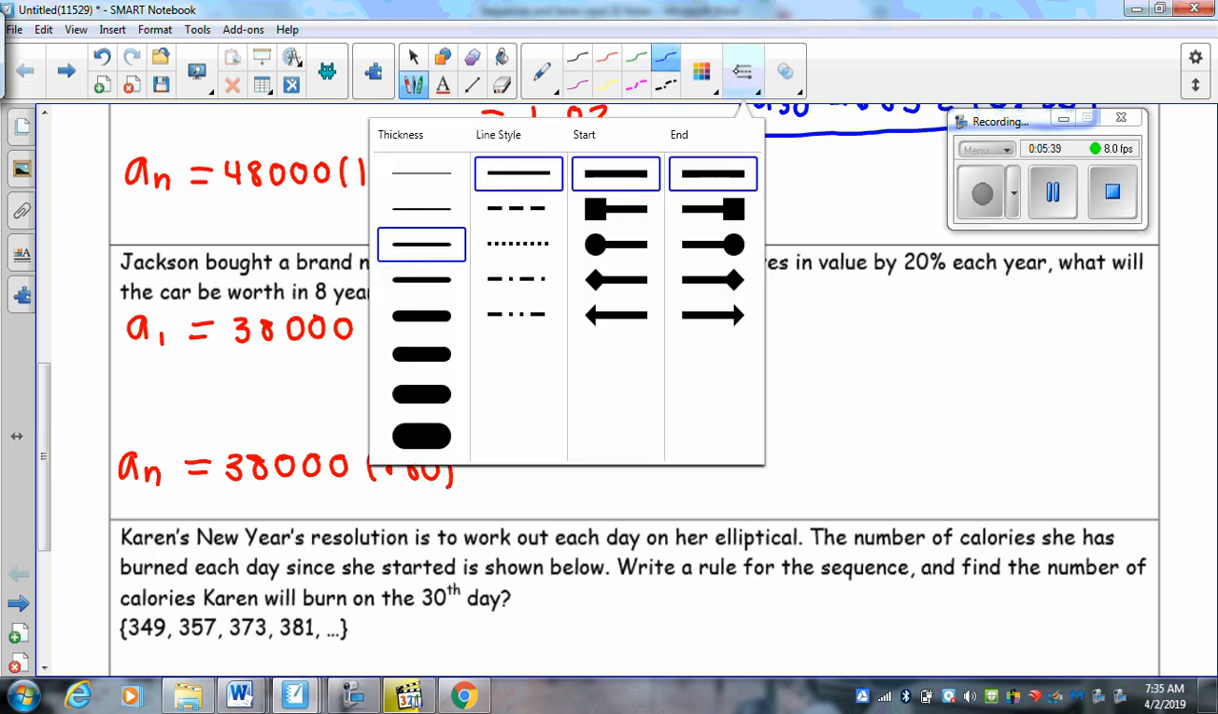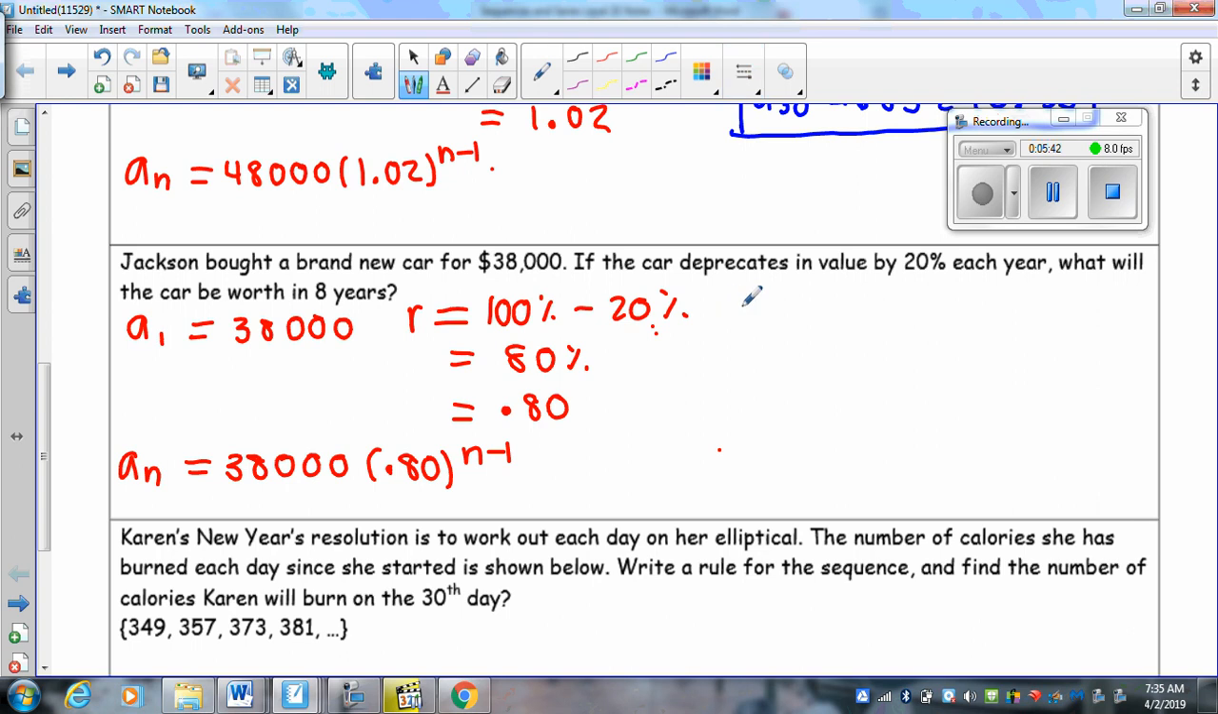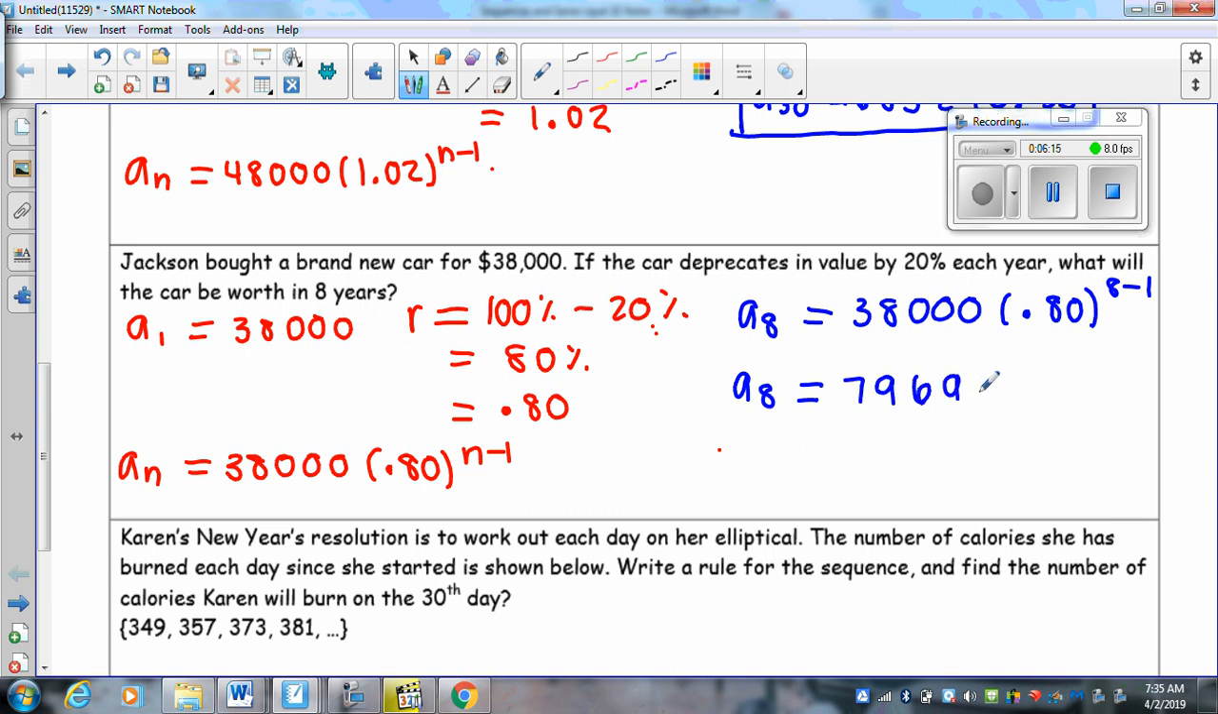So now what is this problem asking us to find? Well, we want after 8 years, so we want A sub 8. That equals 38,000, parentheses 0.80 to the 8 minus 1 power. So order of operations, you need to do 0.80 really to the 7th power, then times that by 38,000. Okay, and our new value of our car after 8 years is going to be worth $7,969.18 when I round up. Okay, so notice it did go down in value because we are depreciated.